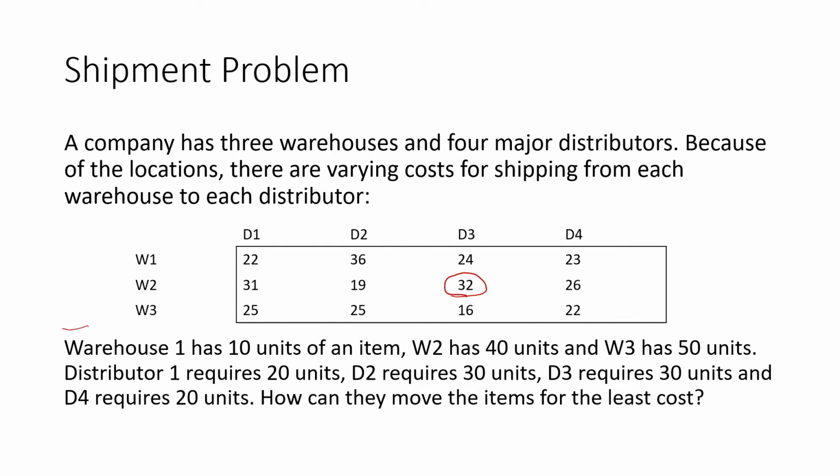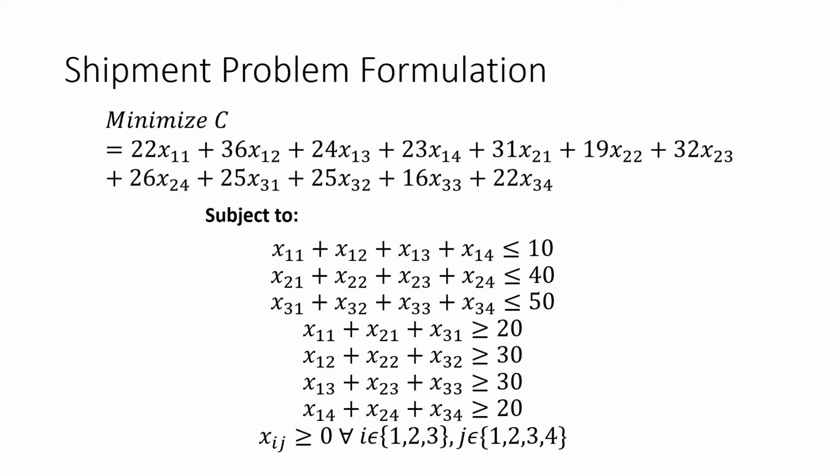Each warehouse has a certain number of items in stock, and each distributor has certain requirements. And the question is, what is the cheapest way to move the materials from the warehouses to the distributors to satisfy their requirements? That is a classic transportation problem.